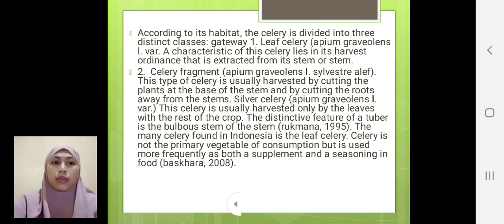3. Celery rapaceum, Apium graveolens L var. This celery is usually harvested only by the leaves, with the rest of the crop. The distinctive feature of a tuber is the bulbous system of the stem. The most common celery found in Indonesia is the leaf celery. Celery is not a primary vegetable of consumption, but is used more frequently as a broth, a supplement, and a seasoning in food.